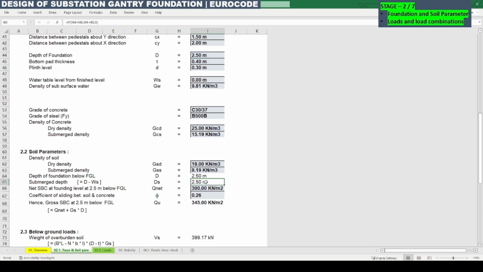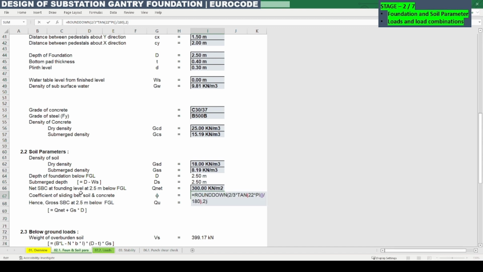So the full depth of foundation we need to consider here is 2.5 meter, and bearing capacity we can assume as 300 kilonewton per meter square. In general, for good soil for this foundation, we need to have 150 kilonewton per meter square above. We are assuming here 300, and coefficient of sliding between soil and concrete we can assume as 0.26.